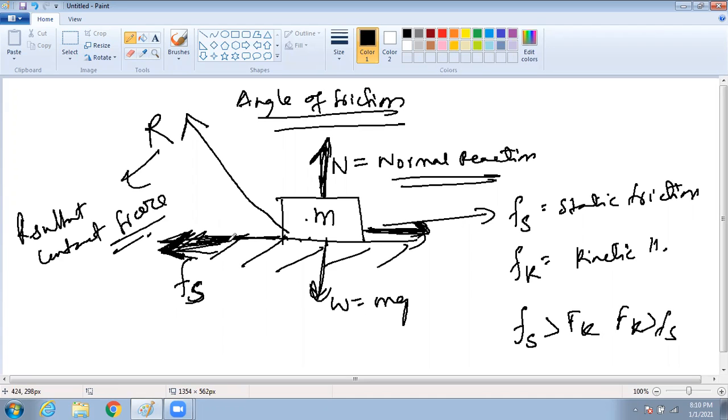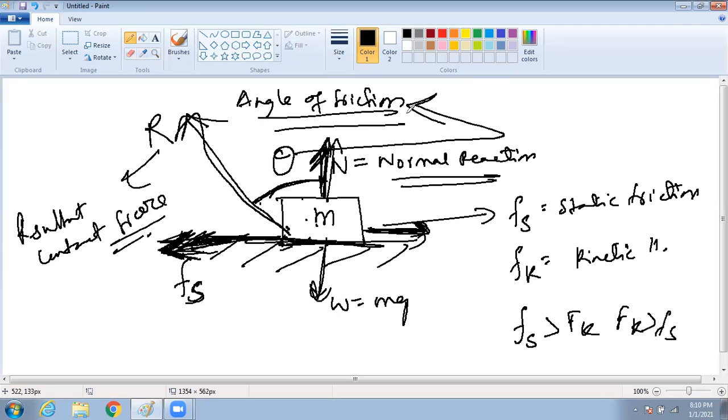Because the body is in contact. During contact between two surfaces, the body surface and the floor are in contact. Because of the contact of both surfaces, a normal reaction is upward and a frictional force is to the left side. Both the forces are vectors, so there is a resultant force called R. And the angle between the resultant force and the normal is called theta. And that is called what? Angle of friction. Clear?